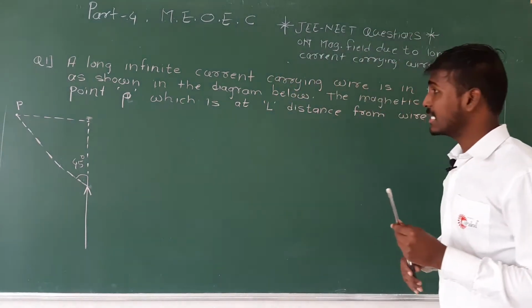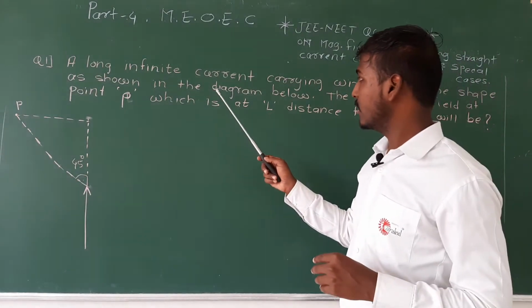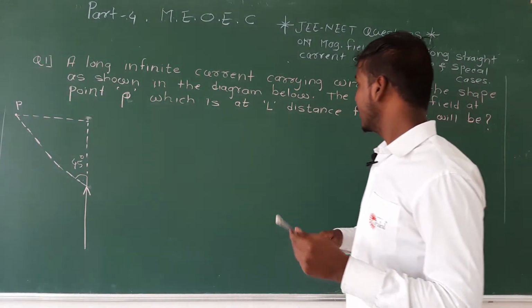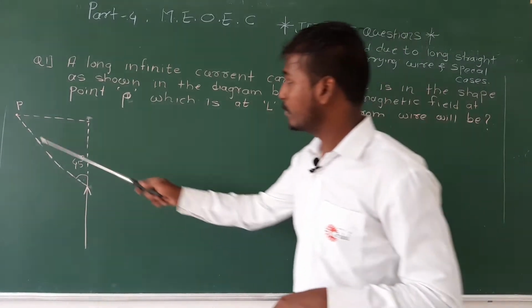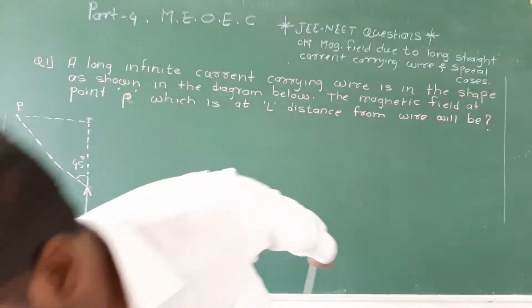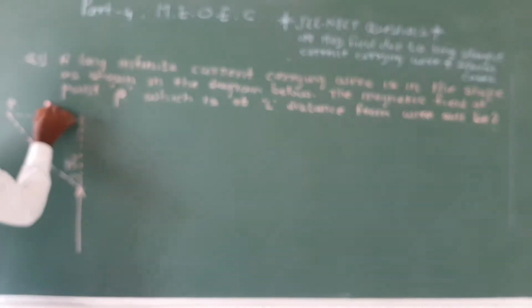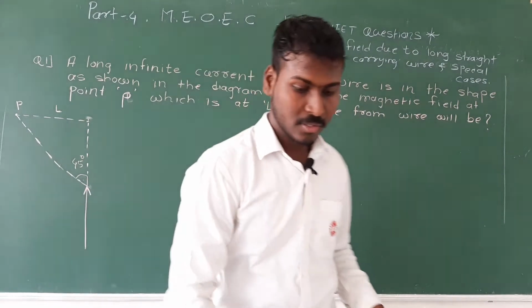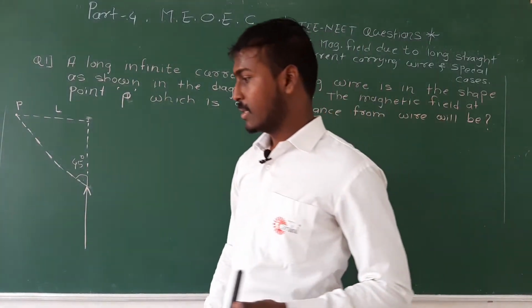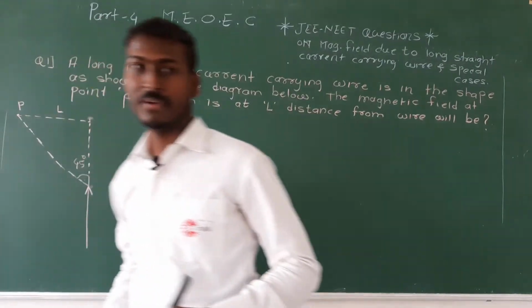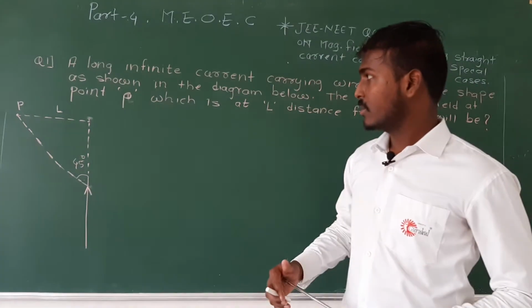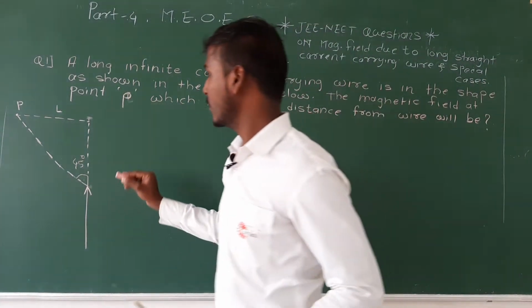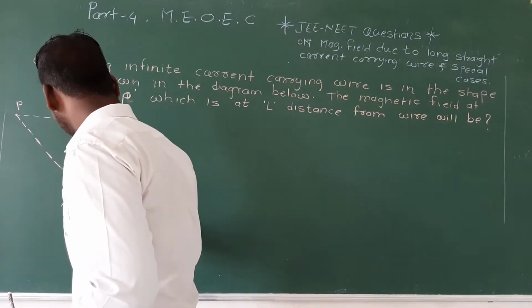The current carrying wire is in the shape as shown in the diagram below. The magnetic field at a point P which is at L distance from the wire will be. So point P is at L distance, which is nothing but the R. So how to solve these questions? They have asked to find the magnetic field. They have given us current, so we have to assume current I. Let's say current I is flowing here.